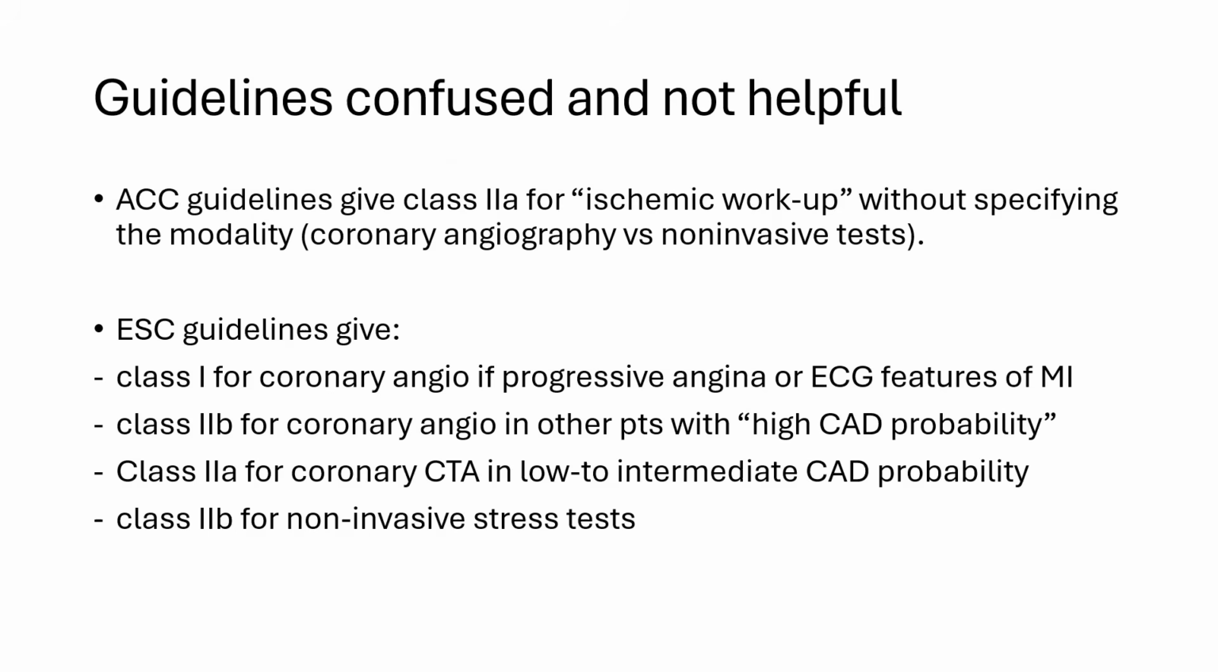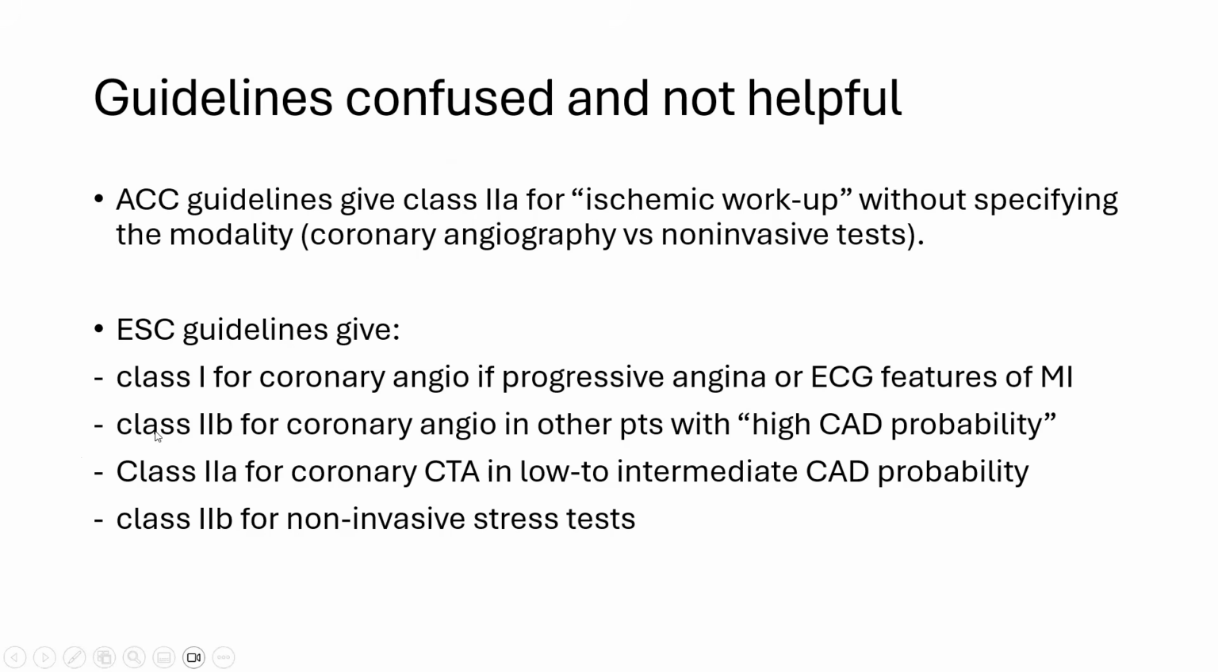Now, regarding guidelines, both the ACC and ESC guidelines are confused and not helpful as it pertains to ischemic workup for cardiomyopathy and what type of ischemic workup to perform. ACC guidelines give a class 2A for ischemic workup without specifying the modality, coronary angiography versus non-invasive test. ESC guidelines give a class 1 for coronary angiography in the case of progressive angina, as I explained it. And I add if you have EKG features of MI.